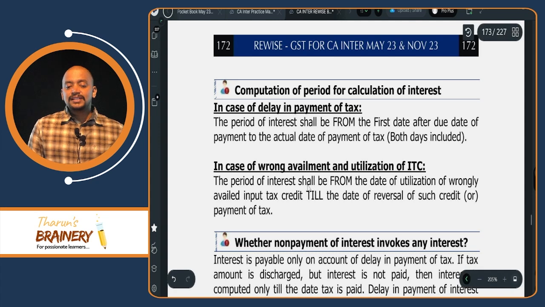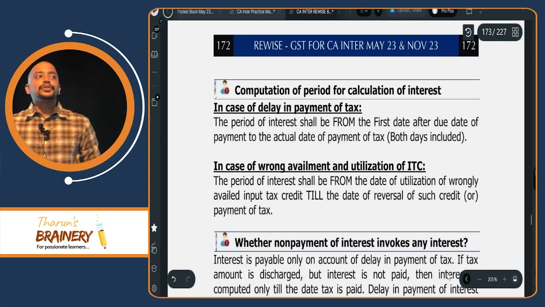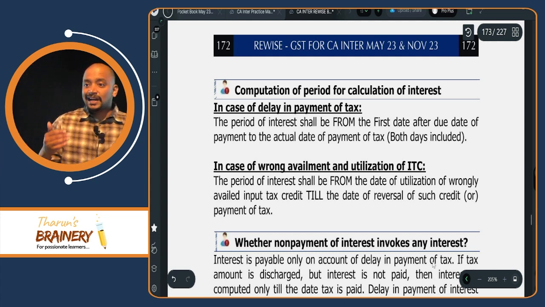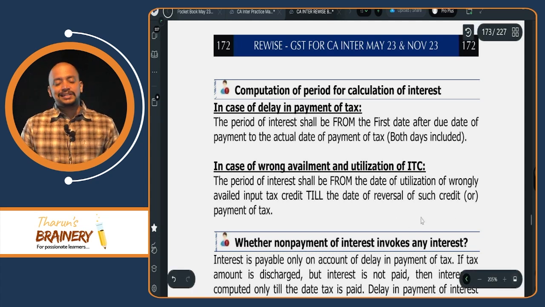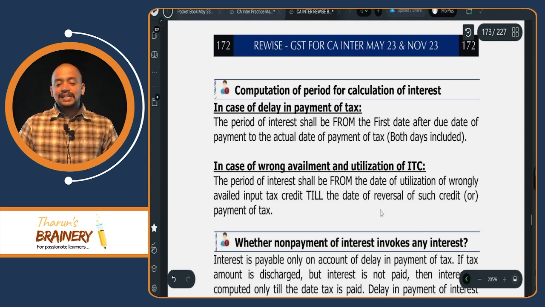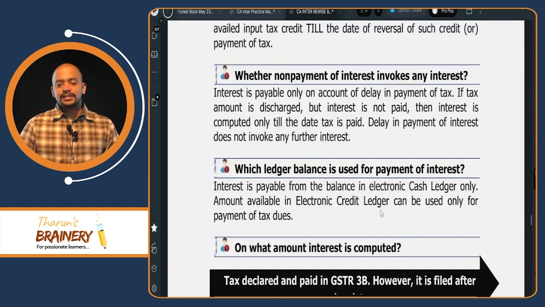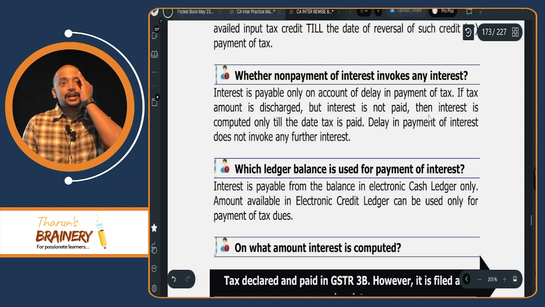Whereas, if it is wrong availment of ITC and utilization of ITC, we need to compute interest from when? From the date of utilization till the date of payment of such tax or reversal of such ITC. So, from the date of utilization till the date of reversal. Whether non-payment of interest invokes any interest? No. So, there is no interest on interest. In GST, there is only interest on tax. There is no interest on interest.